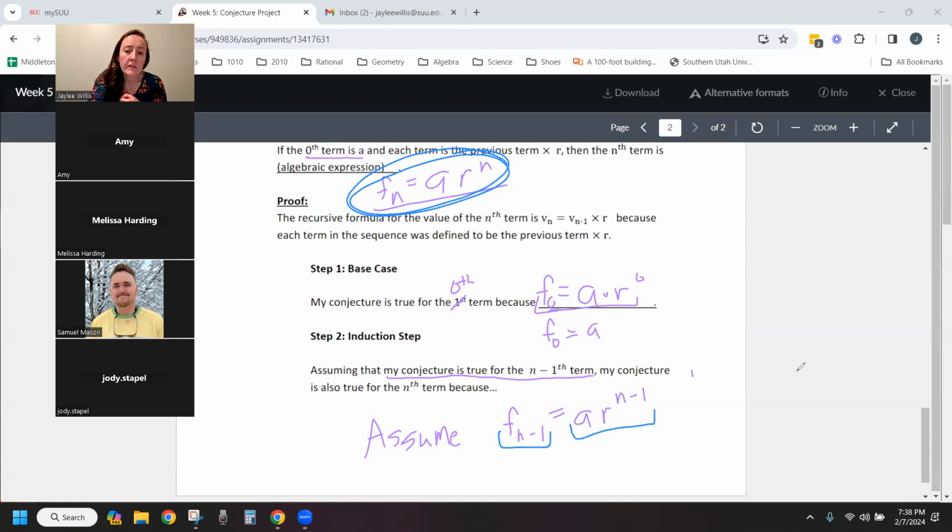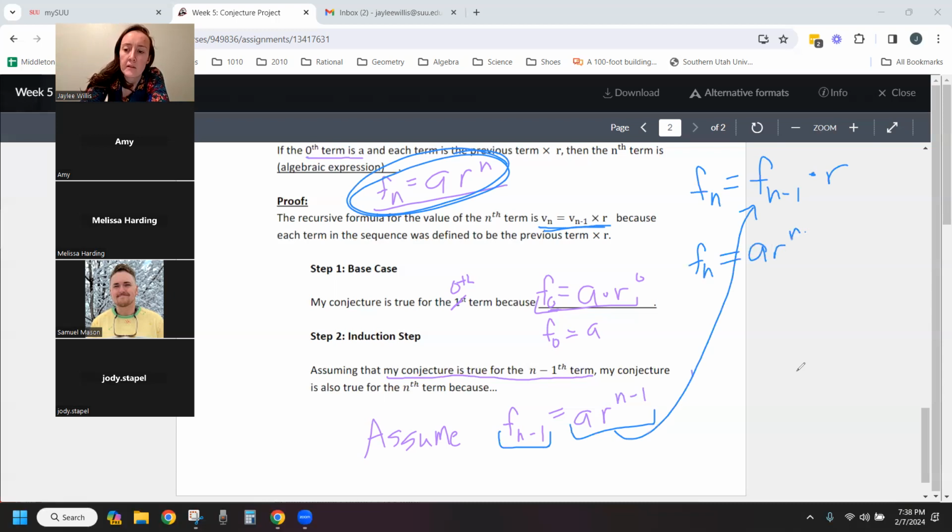Yep, Amy, and we specifically justify that by saying that the recursive formula for the nth term is f of n equals the n minus 1th term, times r. And then, like you said, we would take this and plug that in. So that's going to give us f of n equals a times r to the n minus 1 times r. And then how could we get this to look like the conjecture we're trying to prove?